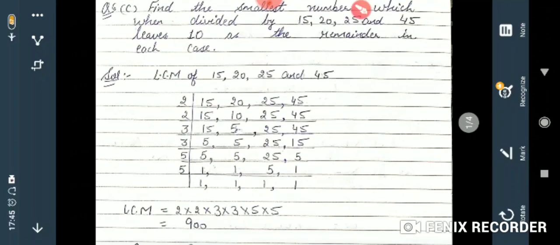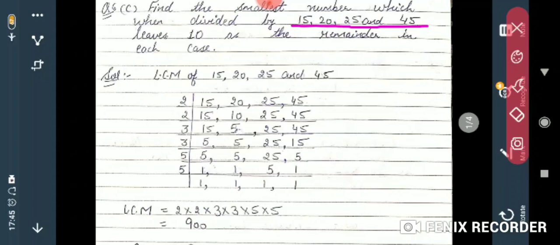So first what you will do? First you will find the LCM of these numbers, that is 15, 20, 25 and 45. I will find the LCM with the help of division method. You can apply any method. As I have told before, we will start from the smallest number to the greatest. So 2. 15 is not divisible by 2, we will write as it is. Then 2 tens are 20. Then 25 we will write as it is, as well as 45, because it is not divisible by 2.